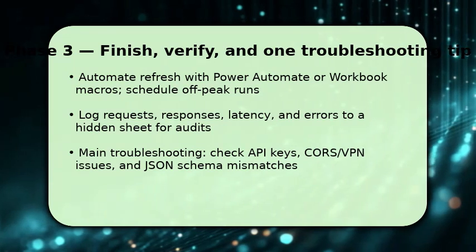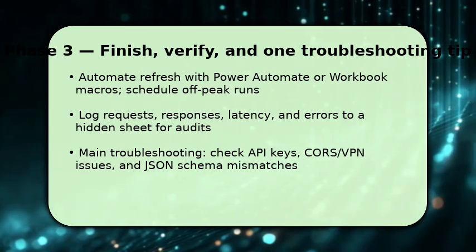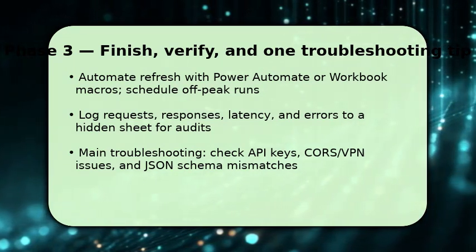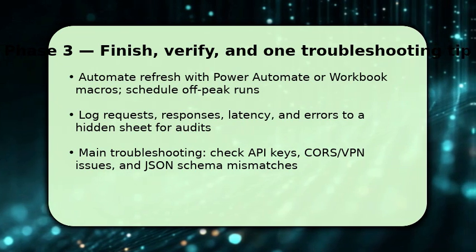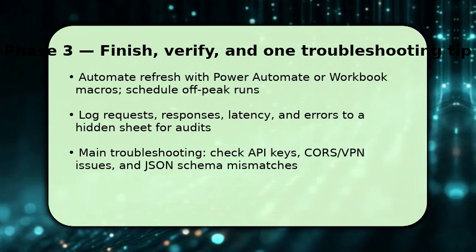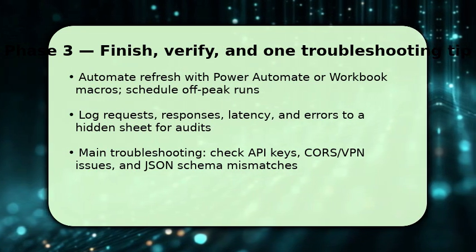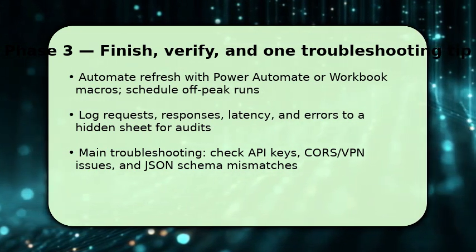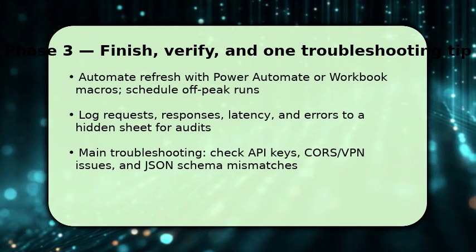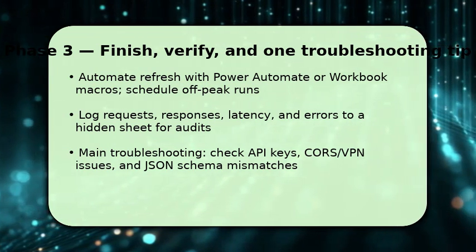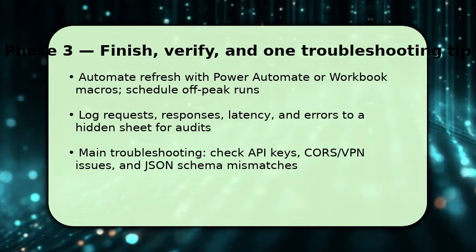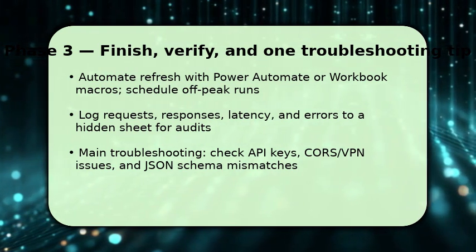You'll finish by automating and hardening the workflow. Schedule refreshes with Power Automate or a workbook macro, and lock secrets behind environment variables or Credential Manager. Make sure to add row-level checks and a validation step so bad responses don't overwrite source data. Also create a logging sheet that records each request, response, timestamp, and error code for audits.